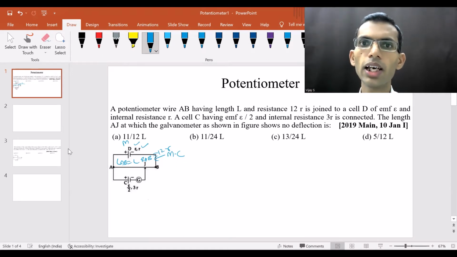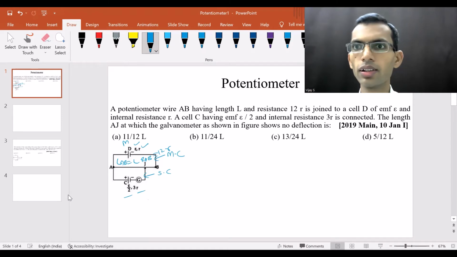A cell C having EMF E by 2 and internal resistance 3R is connected. Where is it connected? In the sub-circuit. So in the second sentence, he is giving about the sub-circuit. He gave the sub-circuit cell EMF as E by 2 and its internal resistance as 3R. Right, let us see next.